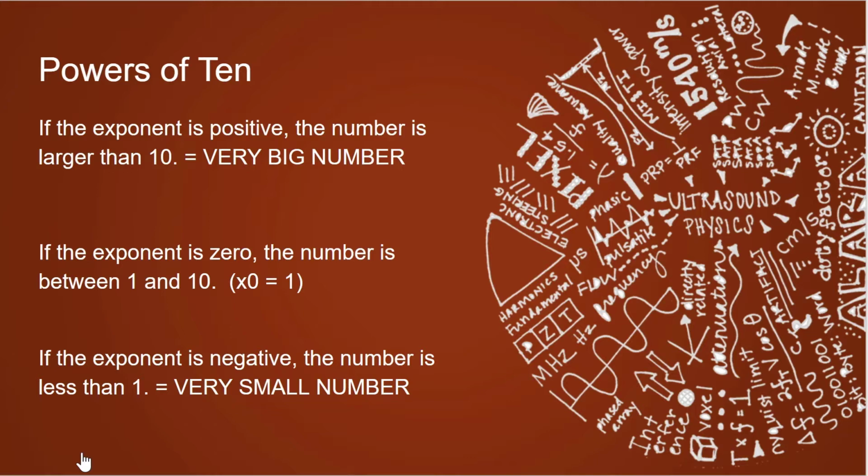So we do need to spend a little bit of time talking about powers of 10. When we are looking at powers of 10, if an exponent is positive, then we're looking at a very big number that is larger than 10. When the exponent is 0, it's the same as saying that we are multiplying a number by 1, and then the number ends up being between 1 and 10. If the exponent is negative, then the number is less than 1 or a very small number.